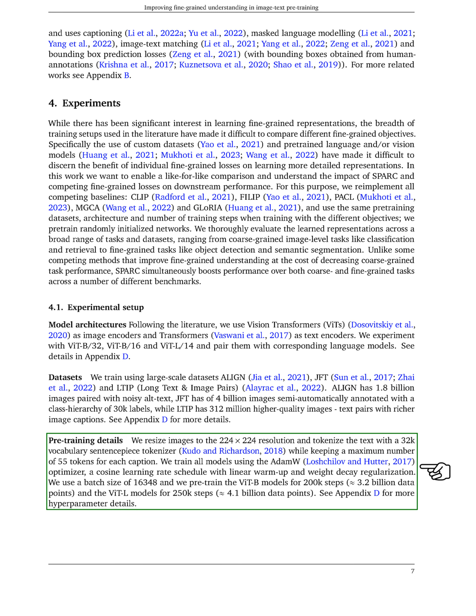For the pre-training phase, we resized images to a resolution of 224 by 224 pixels and tokenized the text using a 32K vocabulary sentence-piece tokenizer, limiting each caption to a maximum of 55 tokens. We trained all models using the AdamW optimizer, a cosine learning rate schedule with linear warm-up and weight decay regularization. We used a large batch size of 16,348 and pre-trained the ViT-B models for 200,000 steps, equivalent to about 3.2 billion data points, and the ViT-L models for 250,000 steps, equivalent to about 4.1 billion data points.